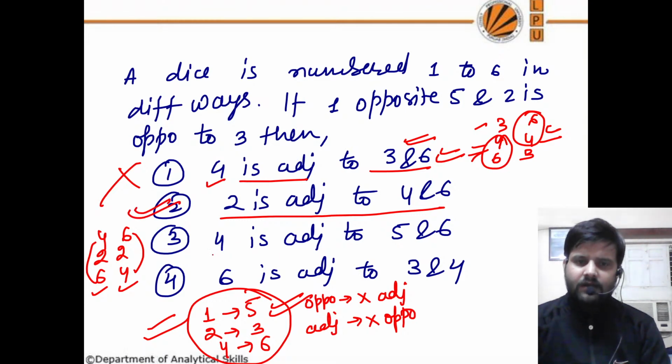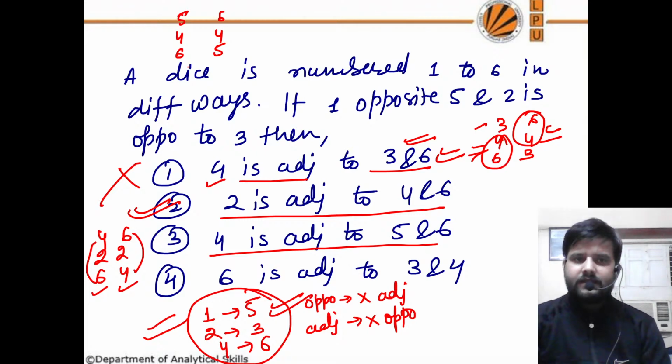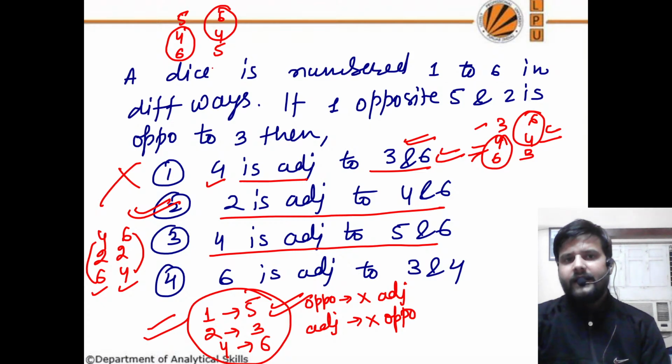Let's come to the third one. 4 is adjacent to 5 and 6. So what will happen? Is it possible? No. Why? Because in both the scenarios 6 and 4 will become adjacent to each other, and 6 and 4 are opposite to each other. So that's why option C is also gone from the picture.